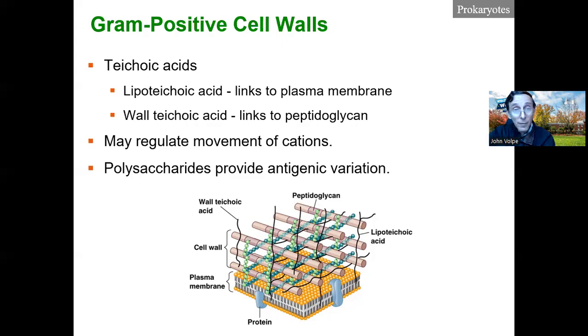The gram-positive cell wall also has polysaccharides on it that provide antigenic variation. And so we can classify different species by their antigenic variation. And you may have heard of something like E. coli O157:H11. Those O157 and H11 are different antigens on E. coli, and they're from polysaccharides in the cell wall. Any question about any of that?